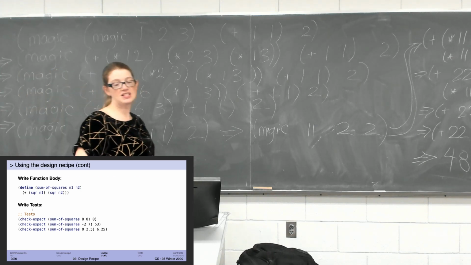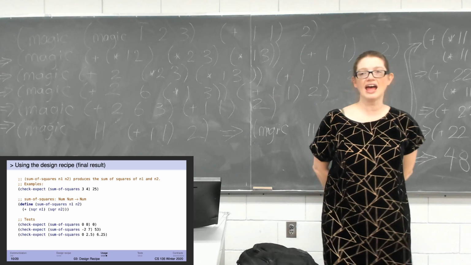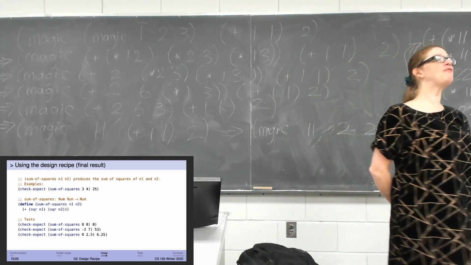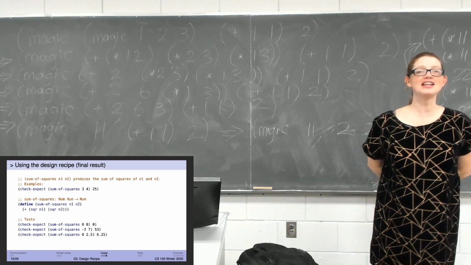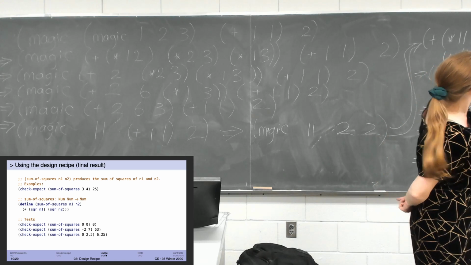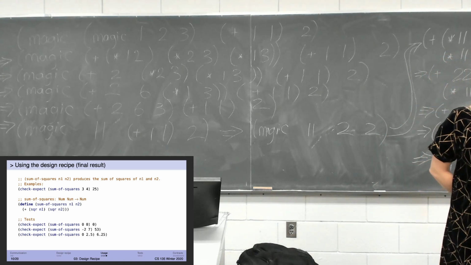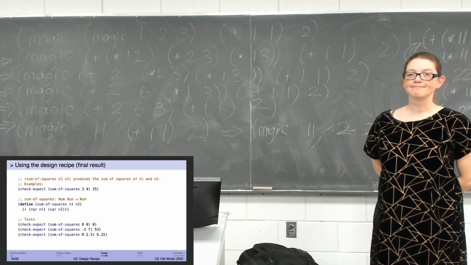Now, if we put this all together, this is what sum of squares should be submitted as. Now, let's see. Our function definition, 2 lines. Total number of lines you wrote. Let's see, 1, 2, 3, 4, 5, 6, 7, 8, 9, 10. 80% of what you wrote for this was the documentation.